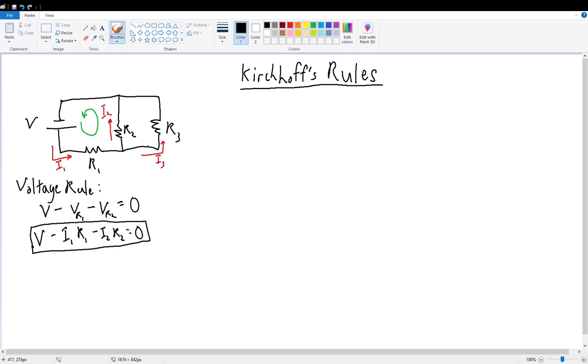Right, importantly, before we go on, I do want to point out we can do it for this loop as well, or this bigger loop. So if I look here, I can go around this loop. And let's say I go around this loop that way. Now there are no power supplies, right? There's no voltage sources in this small loop, only resistors. So I'm just going to start right here.